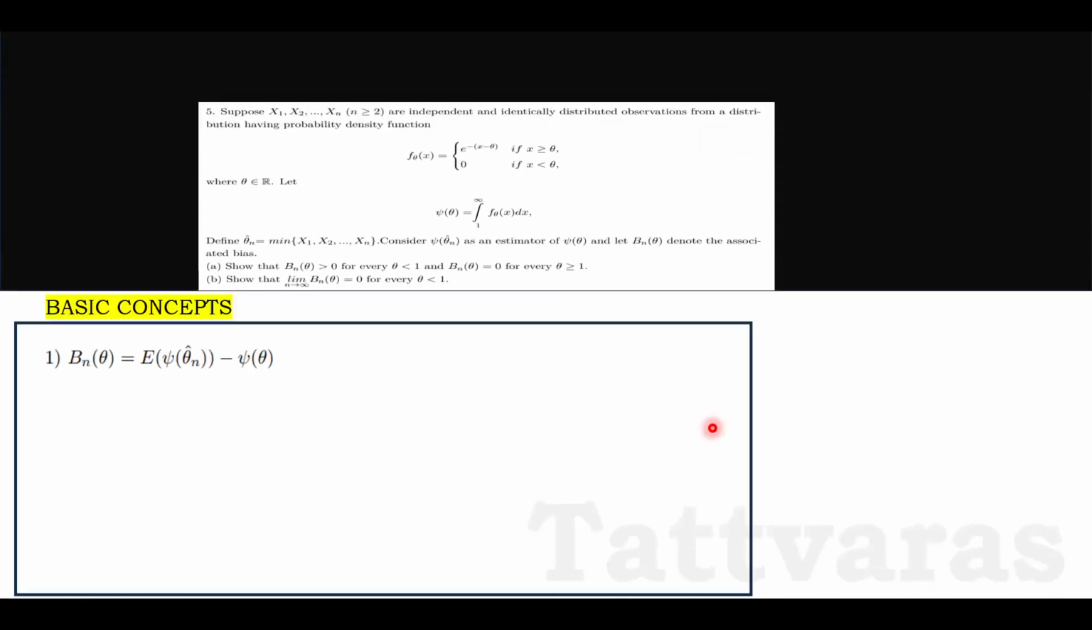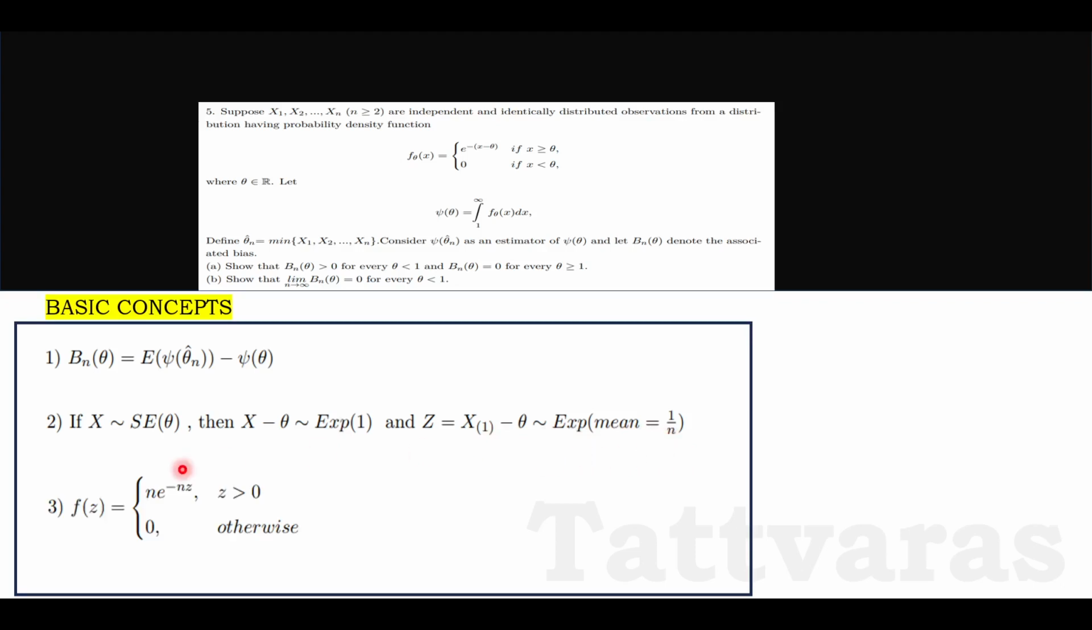So let us move forward to the basic concepts that we are going to use. One is, what is the definition of bias? It is nothing but the expectation of the estimator minus the parameter that we are estimating. Then a simple consideration, that is, if x follows a shifted exponential theta, which is nothing but this distribution, and x minus theta is exponential 1, then x order 1 minus theta will follow exponential with mean 1 by n. And the distribution is this. This is the density of exponential with mean 1 by n.